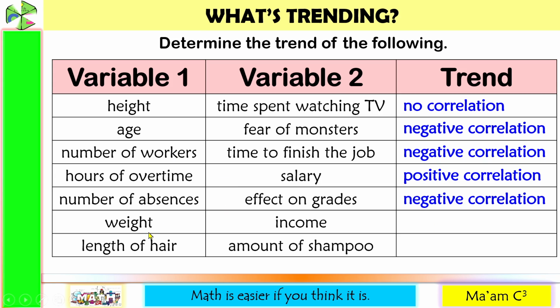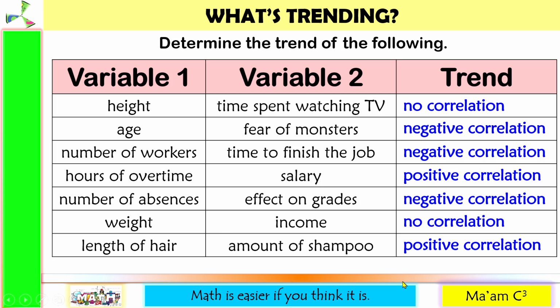Next one, weight and income. Do you think there is a correlation between the weight of a person and his or her income? There is none. So no correlation. Last one, length of hair and amount of shampoo. The longer your hair, the more shampoo you are going to need. So length of hair increases, amount of shampoo also increases. This is a positive correlation.